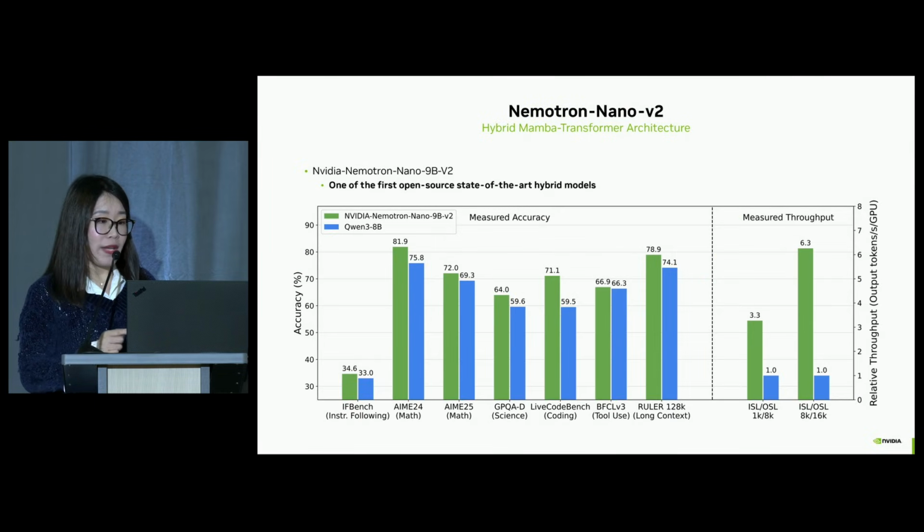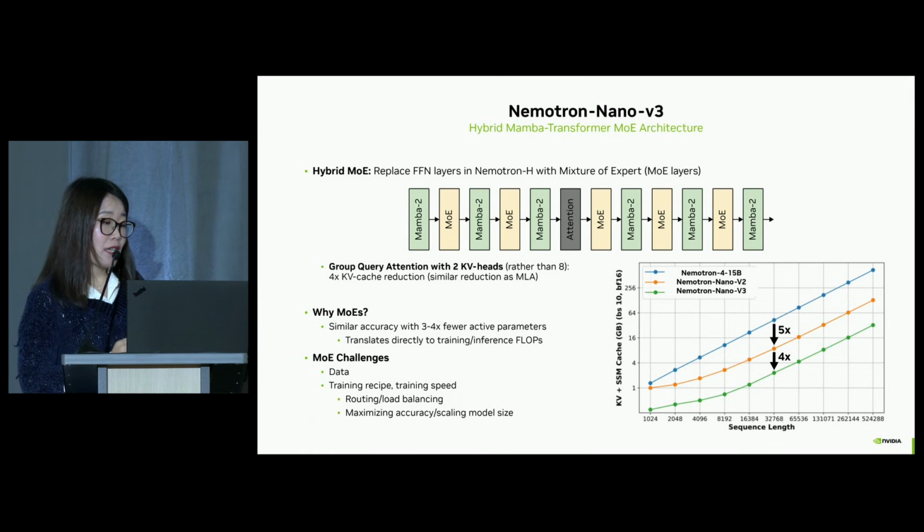And then we released the Nano V2, which is one of the first open source state-of-the-art hybrid models. As you can see, in terms of accuracy, we are better than Qwen3 8B in almost every aspect. And in terms of inference speed, we also have 3 to 6 times higher throughput than the Qwen model. And building on the success of the hybrid model architecture, we evolved to the most recent one, which is the hybrid Mamba-Transformer MoE architecture.